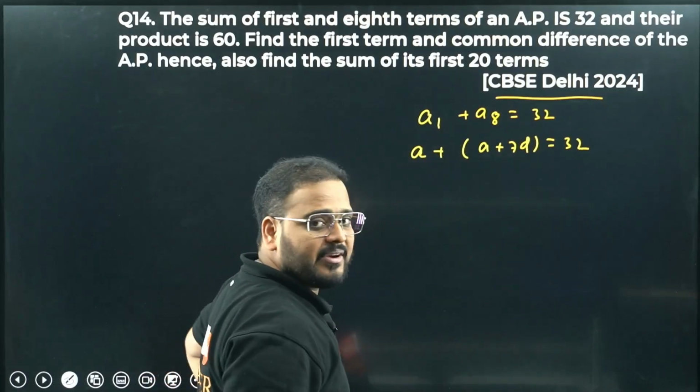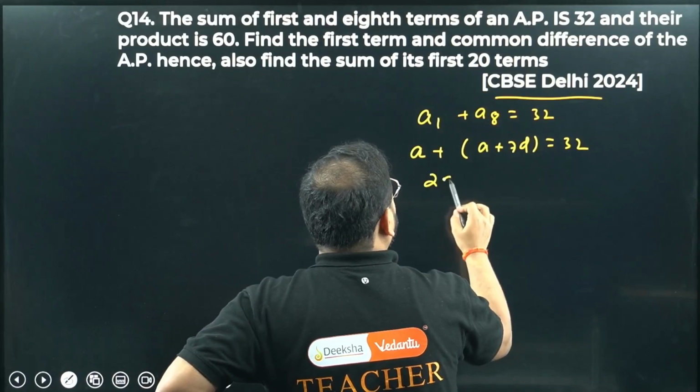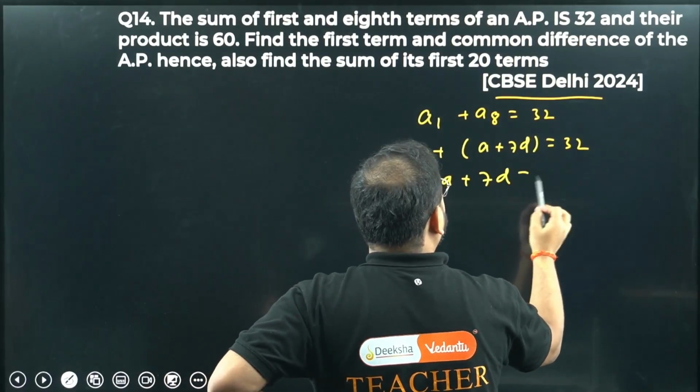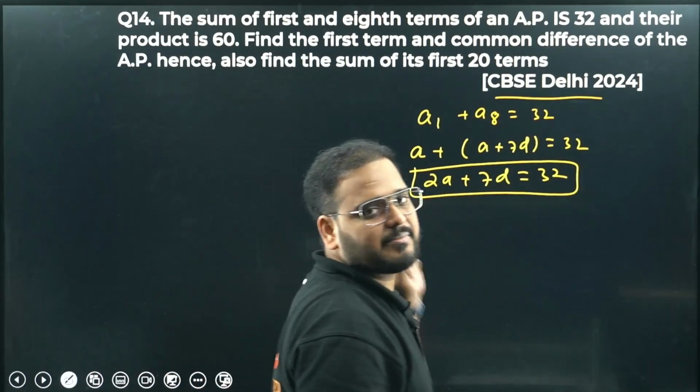Correct, na? A plus 7d. 8 minus 1 will be what? 7 only, na? 7d. So 2a plus 7d equals to what? 32. First condition is written in this mathematical statement.